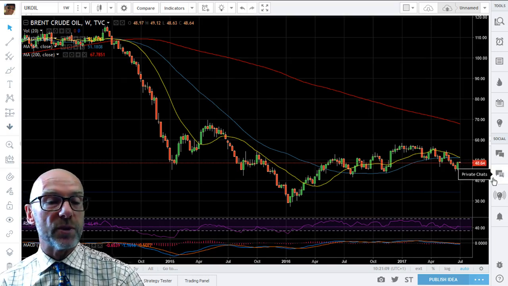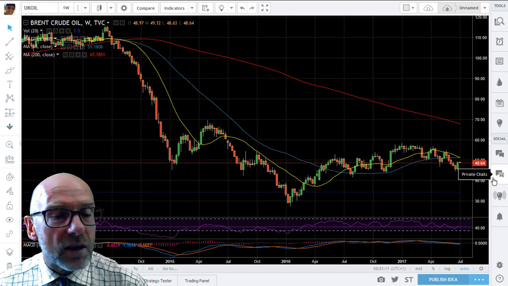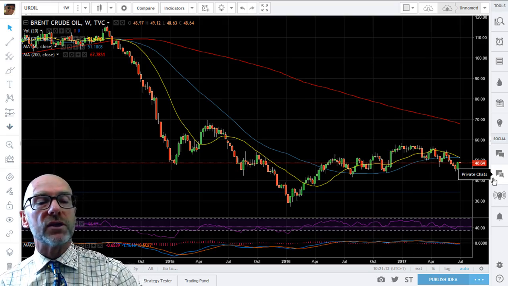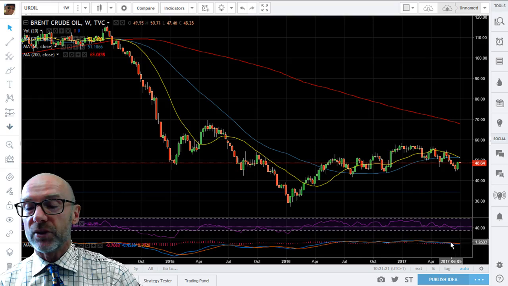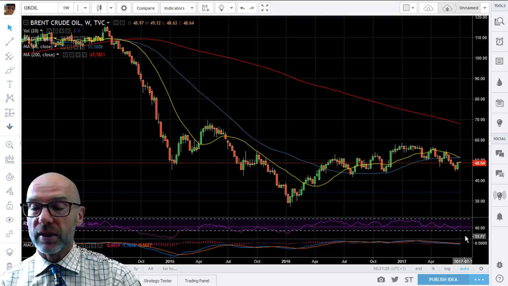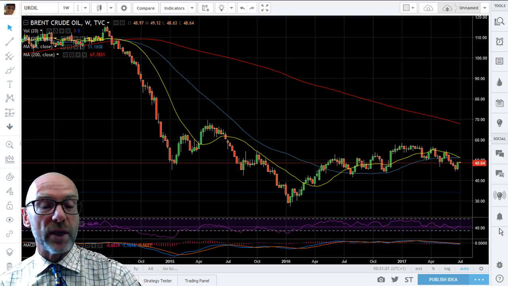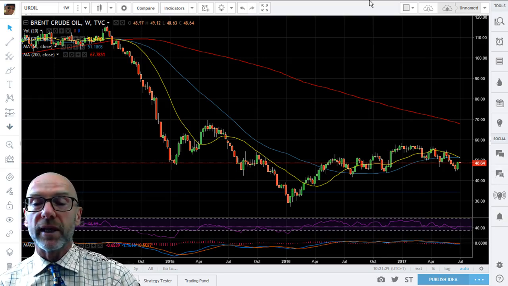The 20 days presently at, you can hardly see it, 51 point something. On the RSI, you can see we're still in a downtrend on this weekly, and the MACD below zero and looking like still negative momentum. The value on the RSI, by the way, is 44.49.